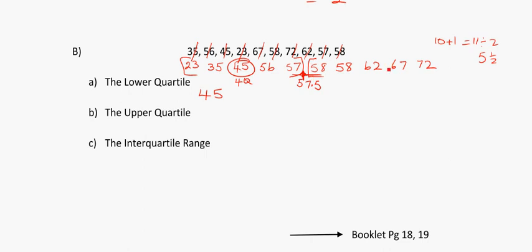And now we find the middle of the upper half of the data, not counting the median. So that's 62. It's the upper quartile. And so the interquartile range is 62, take away 45. And we get 17. And that is our interquartile range.